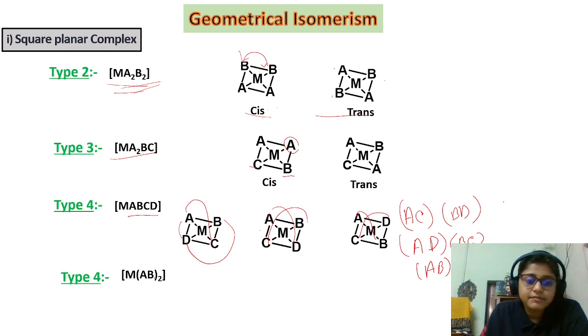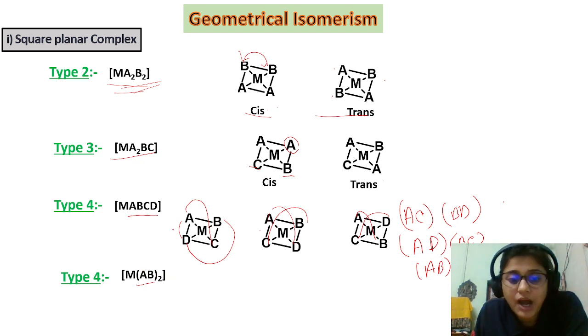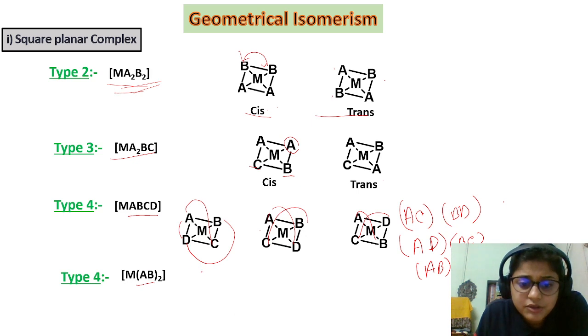Why this bracket? This bracket actually represents that this is a bidentate ligand. We are talking about square planar complexes, right? And this is 2, and AB are present, so both atoms are actually donating. So how can we draw these kinds of structures? Here, A, B are connected actually. This is bidentate. This is bidentate.